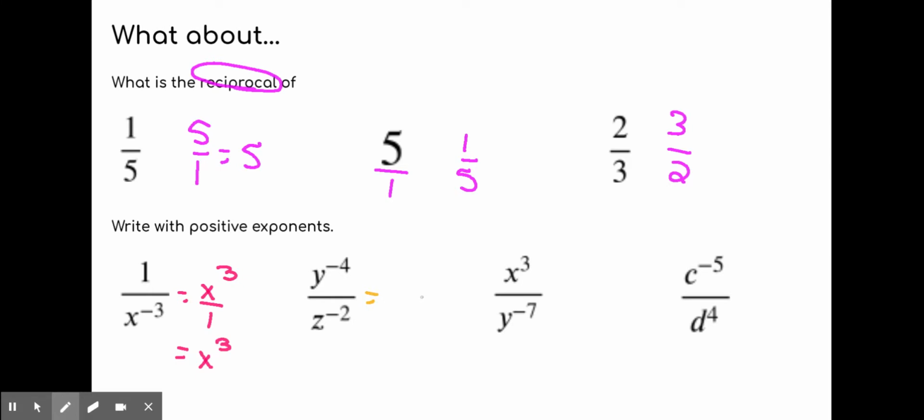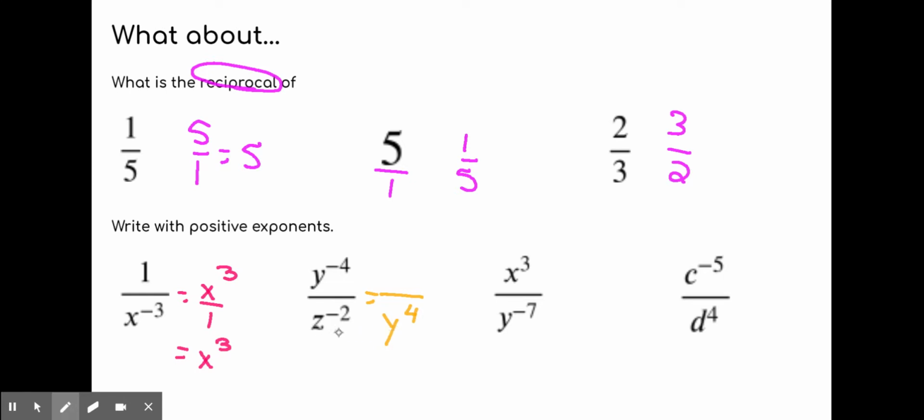So what happens is you want to write a fraction bar, and you want to look just for your negative exponent. So here I have a y to the negative 4. It needs to change location. It's going to jump the fraction bar. It's going to go to the bottom, and the exponent is going to become positive. So y to the negative 4 in the numerator became y to the positive 4 in the denominator.